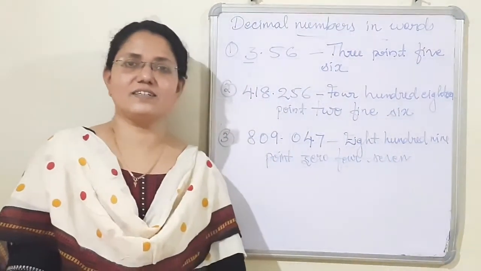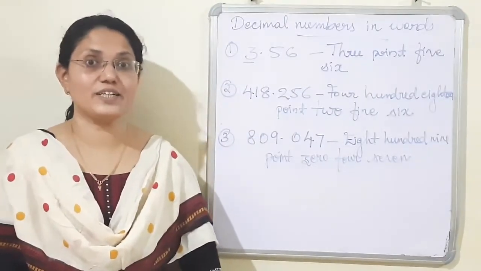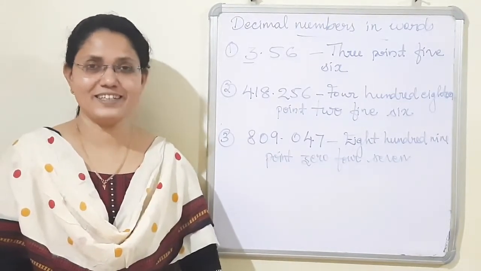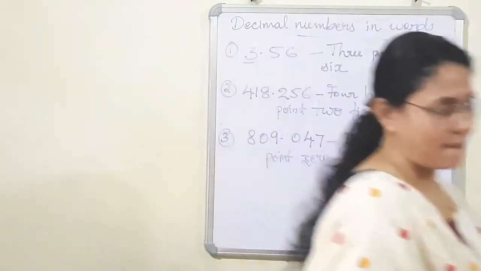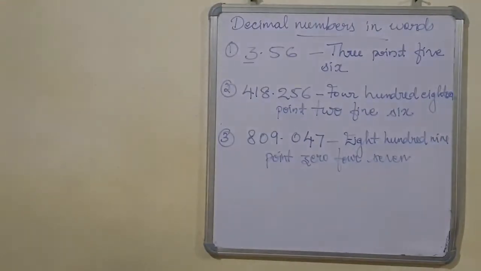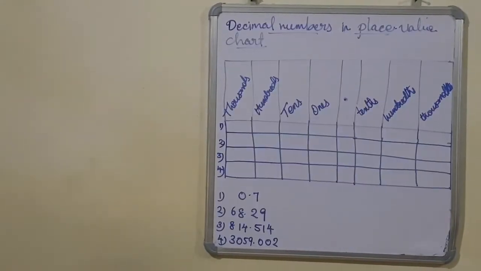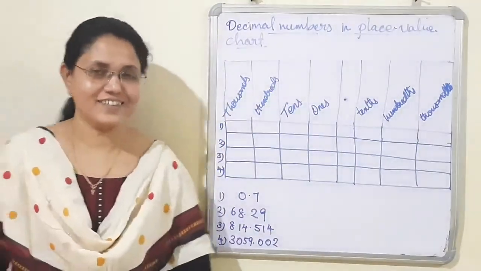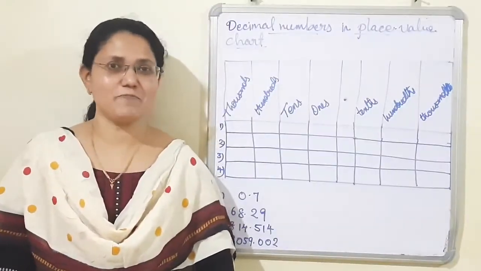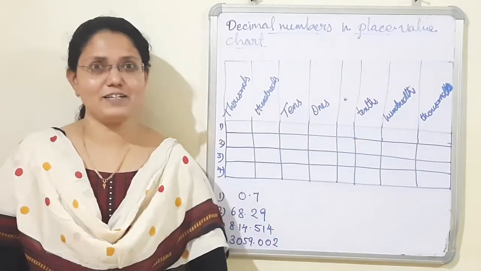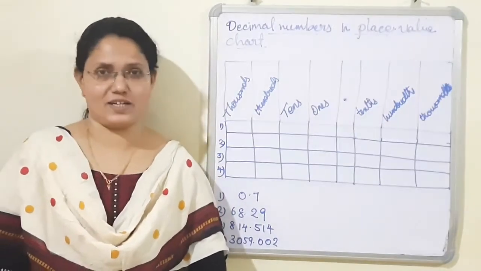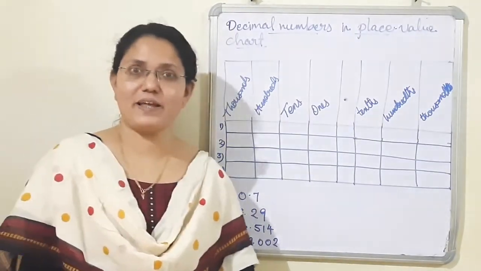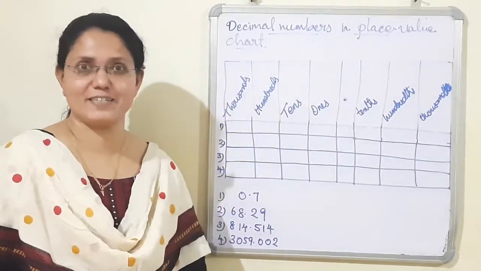Dear children, I think all of you could understand how to read a decimal number. Okay? Dear children, now we can represent these decimal numbers in a place value chart. According to the places, we have to arrange these numbers.